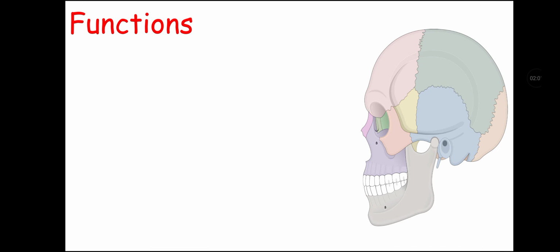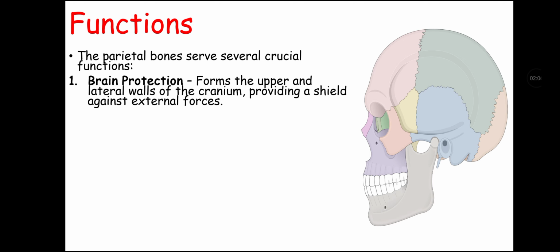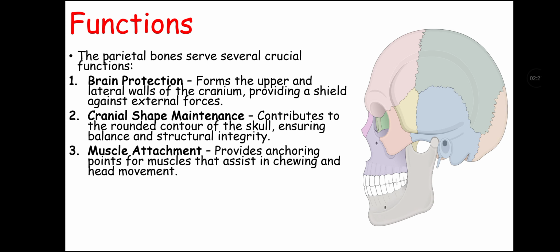Now let's talk about the functions of the parietal bone. The parietal bone serves several crucial functions. These are brain protection, as it forms the upper and lateral wall of the cranium. They provide a shield against external forces. And the second function is cranial shape maintenance, as it contributes to the rounded contour of the skull and ensures balance and structural integrity.